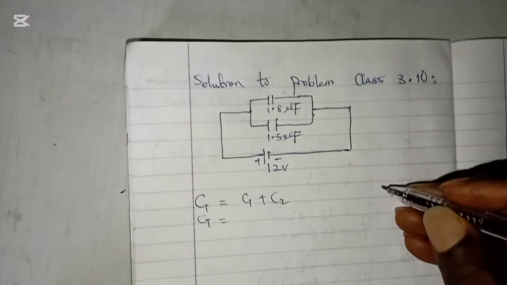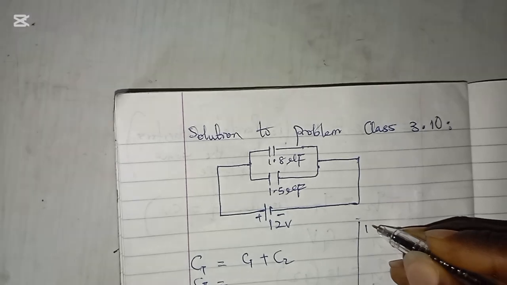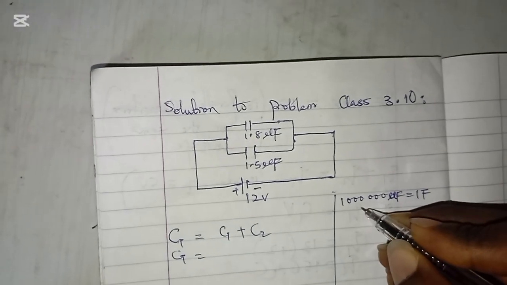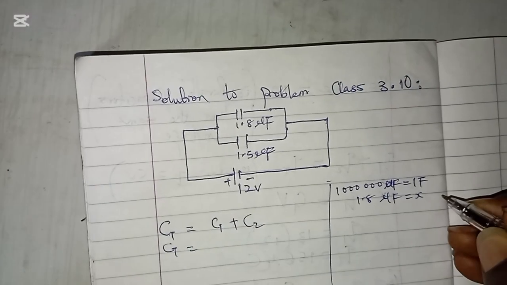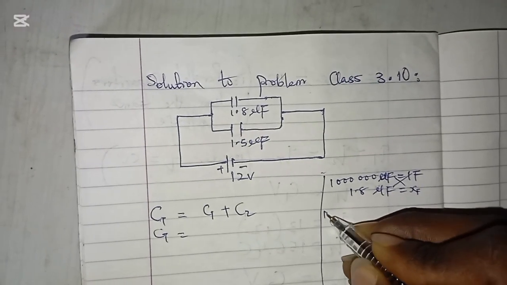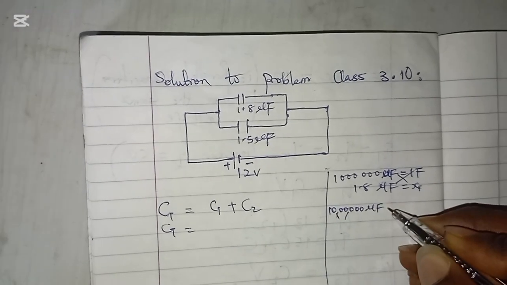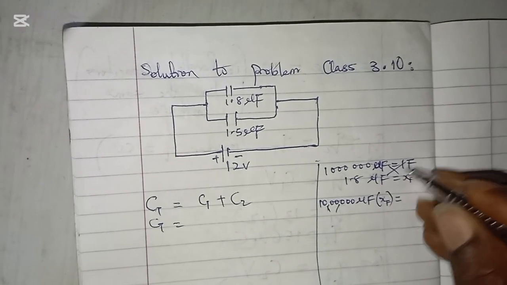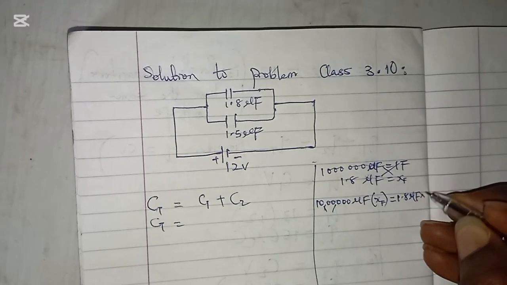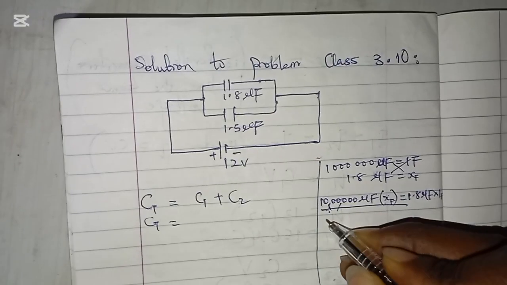And the answer is in coulomb. So that means we have to convert microfarad to farad. So remember we said that 1 million microfarad is equals to 1 farad. That means that 1.8 microfarad is equals to x farad. So cross multiply. So we now get 1 million microfarad times x farad is equals to 1 times 1.8 microfarad times 1 farad.